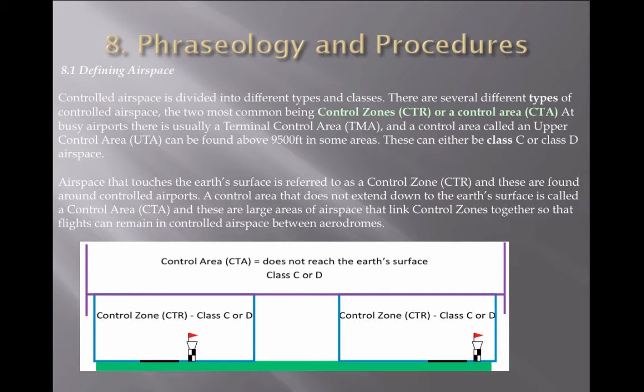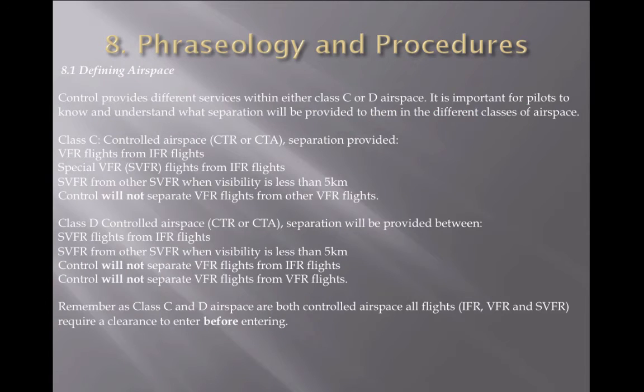It can be found above 9,500 feet in some areas. These can either be Class C or Class D airspace. Airspace that touches the Earth's surface is referred to as a control zone, and they are found around controlled airports. A controlled area that does not extend down to the Earth's surface is called a control area. These are large areas of airspace that can link control zones together so that flights can remain in controlled airspace between zones, aerodromes.